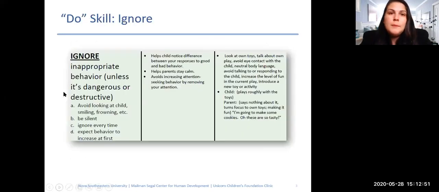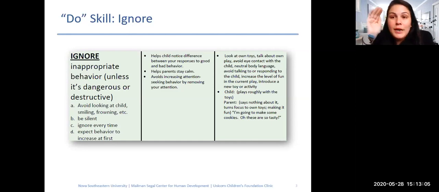So let's talk a little bit about the do skill, right? And this is, we want to ignore. When I talk about ignore, I'm thinking ignoring as in we're pretending it's not there, right? We're not going to look at the child. We're not going to smile. We're not going to frown. We're going to make no contact with the child. We're going to be very silent, right? We're going to ignore the behavior every time it happens.